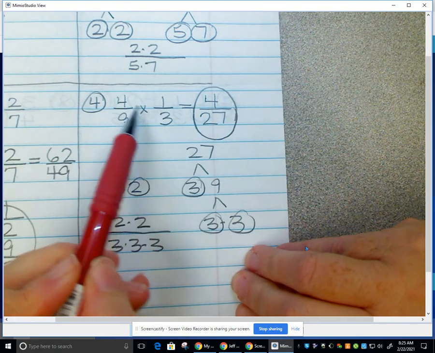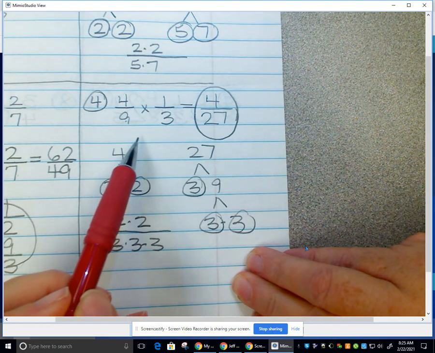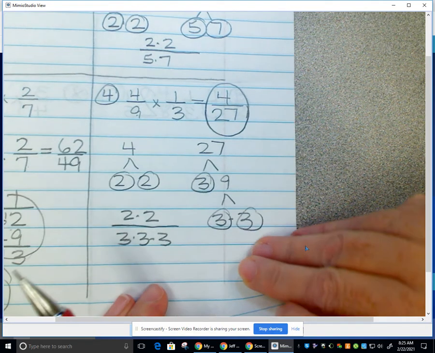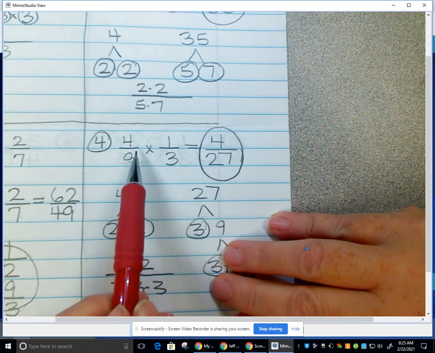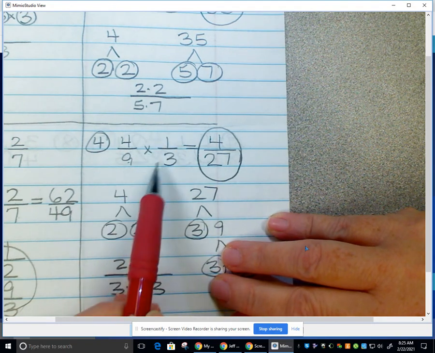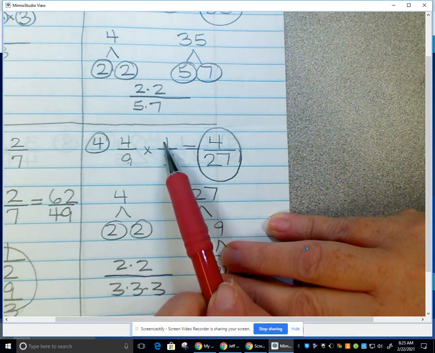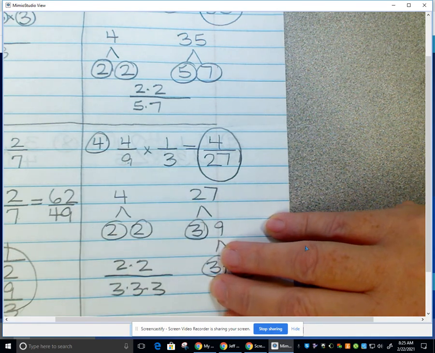And I haven't done any cross-canceling on the multiplying because really I haven't seen the need for it. My numbers haven't really been too high. Plus, I really couldn't do any cross-canceling on here. There's nothing that would go into 3 and 4 besides 1, and there's nothing that would go into 1 and 9 besides 1. So, all right.